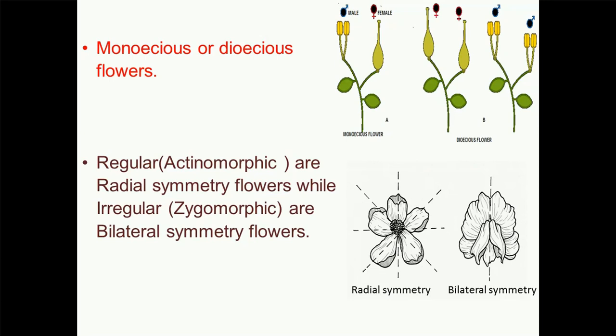While in the irregular, all the floral parts don't have the same sizes and shapes, and of course they are not evenly distributed or arranged, and so you can only cut it in one way, up to down, and so irregular flowers are said to be bilateral symmetry flowers as well.